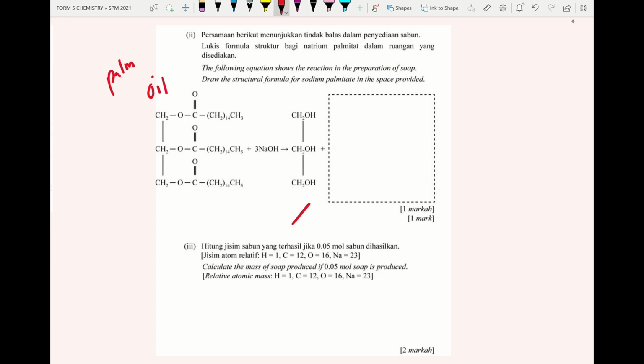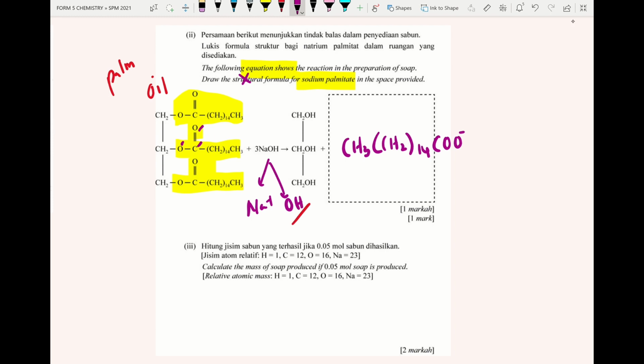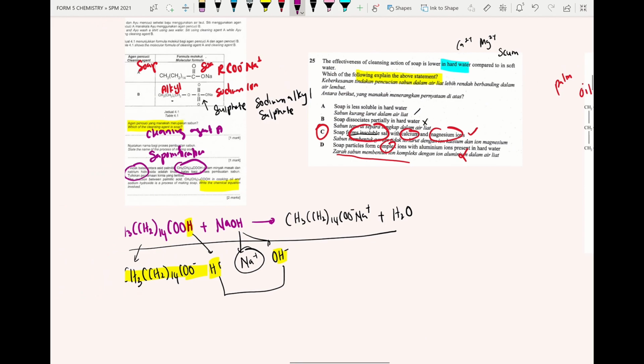So we check the question. Which of the following equations shows the reaction of preparation of salt? So draw the structural formula of sodium palmitate. This is the structural formula of sodium palmitate. We have 1, 2, 3. So we draw here CH3. Here we cannot put the full structural formula, we draw the formula only: CH2, then put 14, then COO negative. And here we have sodium ion and hydroxide ion. So take the sodium ion, put here. So this is the answer. All right, we move on to the next question.